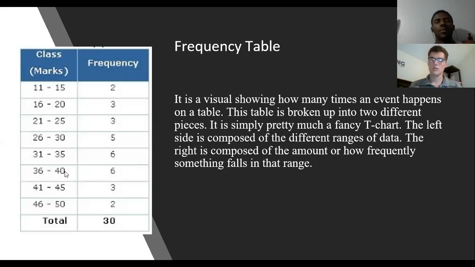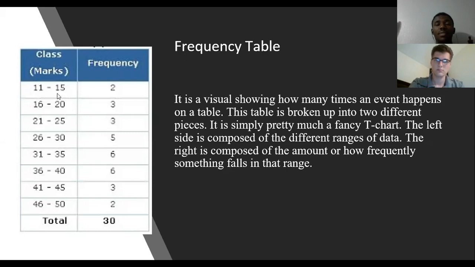And the way that I would describe a frequency table is it's pretty much a fancy t-shirt. Fancy t-shirt, that's it. On the left side, it's composed of the ranges of data. And then on the right, it's composed of how many times something occurs in the range of data. And this is honestly what it looks like. And class marks, this is kind of how many marks the class have made.